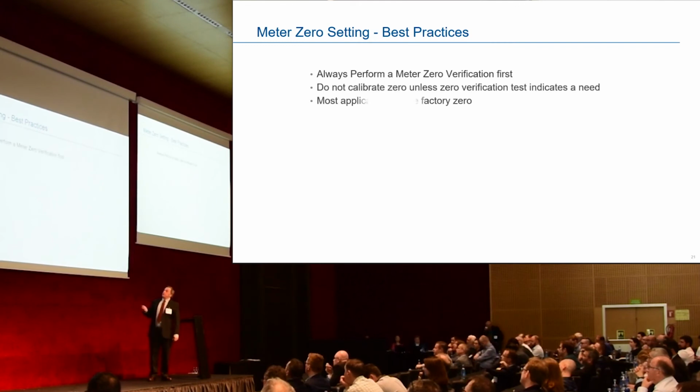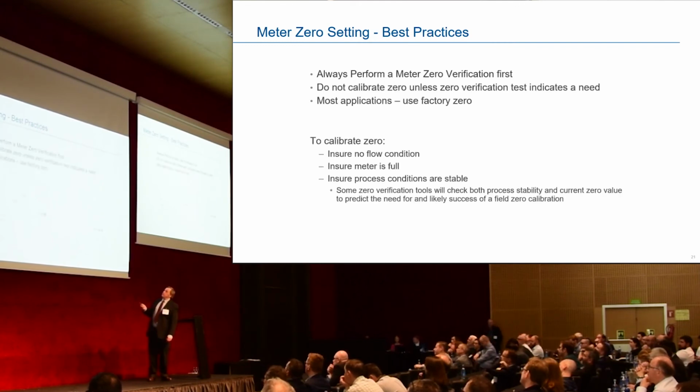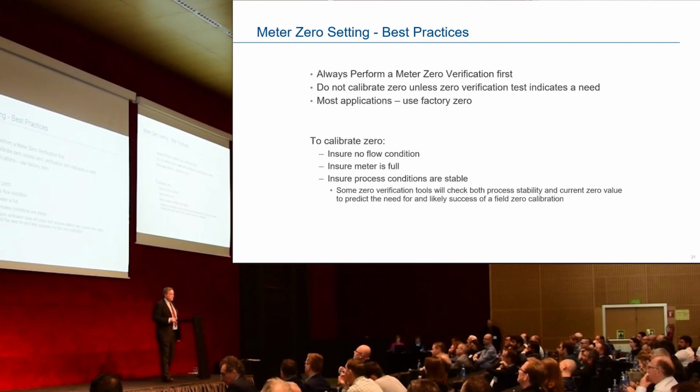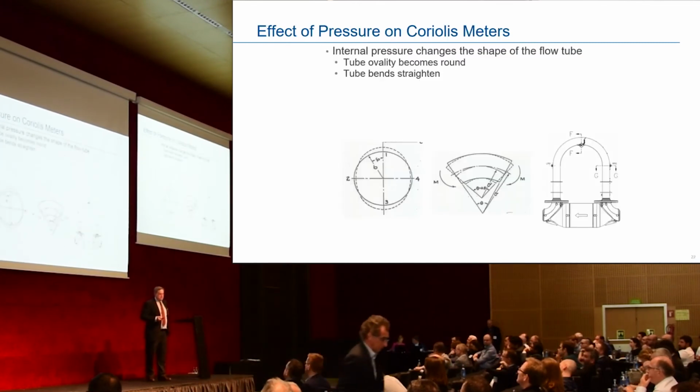So for meter zeroing, you always want to perform that first and ensure that there's no flow, that the meter is full of your medium and there's no liquid or anything left in the meter if you do it in the field. And you want to make sure the process conditions are stable, so no temperature gradients or unstable conditions.